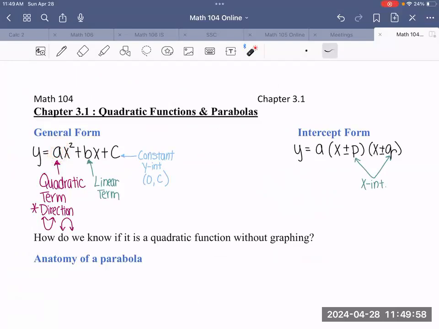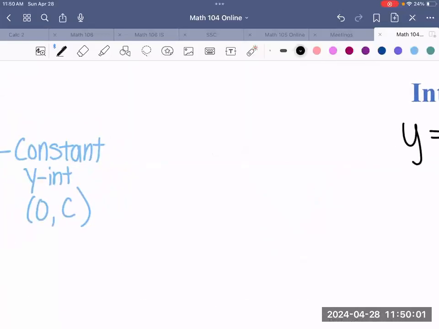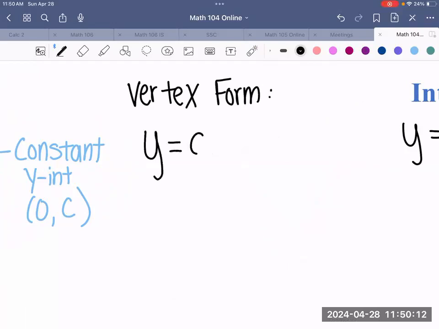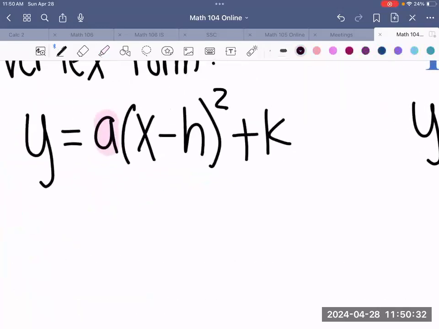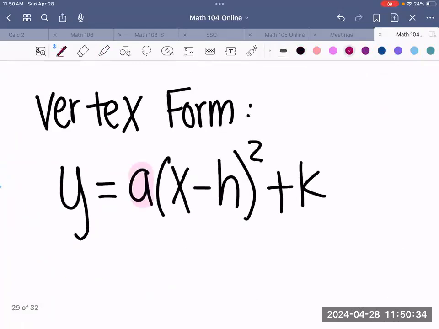Now there is one more form that is not listed on here, and it is called your vertex form. This is also called standard form. This has y equals a(x minus h) squared plus k, where again, these a's are all matching. You have a here, here, and here, which all mean and do the exact same things. The difference with this one is that it is going to give us your vertex. Now, if you don't know what a vertex is, that is going to come in just a moment.